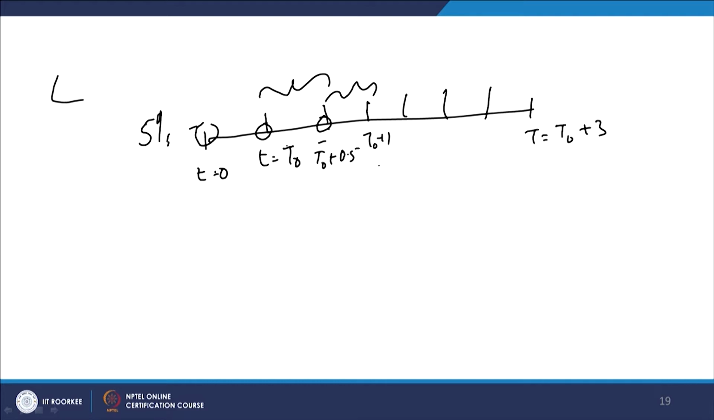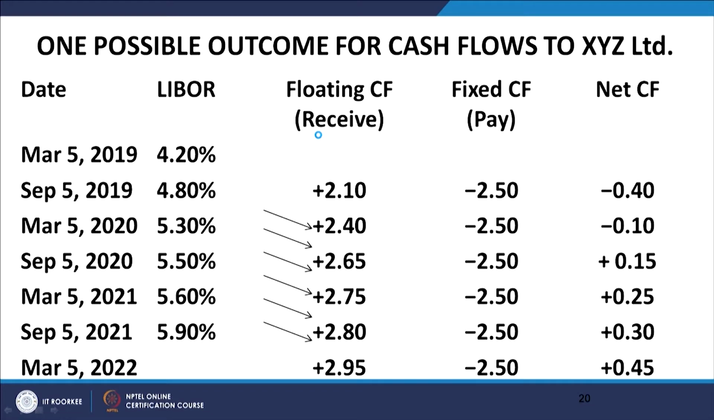The floating leg, the LIBOR leg, will pay at the rate which was fixed at t equal to t0 plus 0.5, and the net flow will be exchanged, and this is the way the process will continue. And this is the working. You can see this.